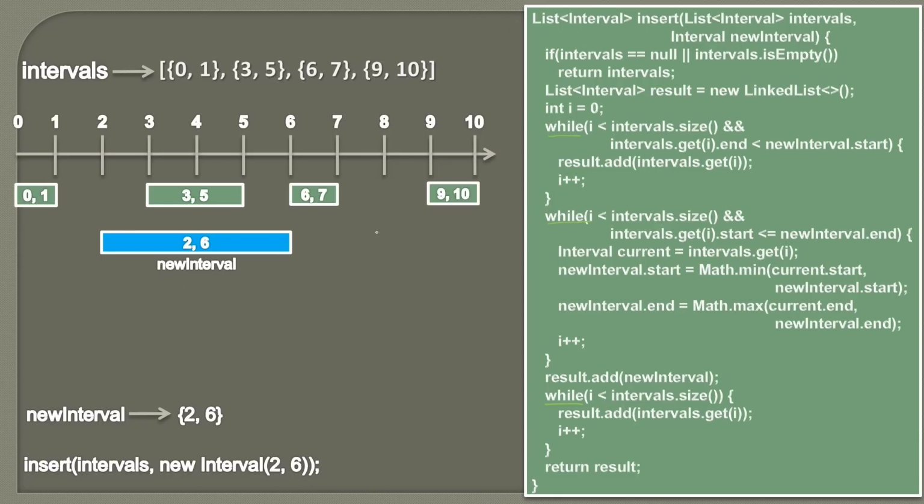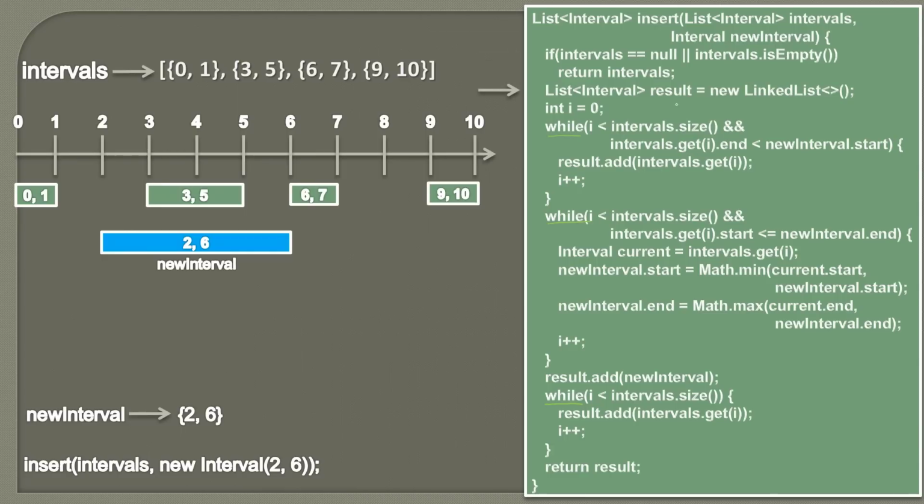Moving ahead. Here we are simply checking for the base cases: if the list is null or empty, we simply return the list. Currently the list is not empty and it is not equal to null. For the new interval, you can think that it's a valid interval.